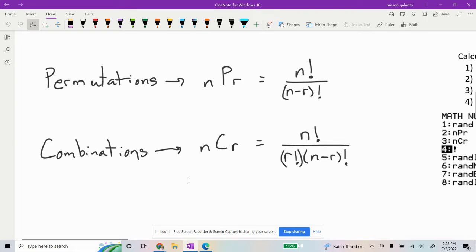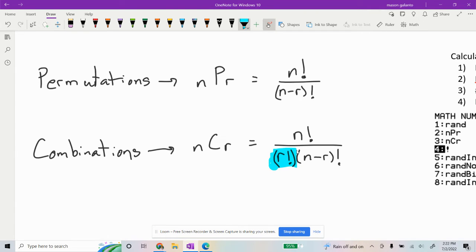A combination is very similar. nCr, n total elements combined r times, or taken r times. The only difference between these two formulas is that when we are dealing with combinations, you must take the r factorial and include it in the denominator. So it's exactly the same as permutations, except we are including an r factorial.